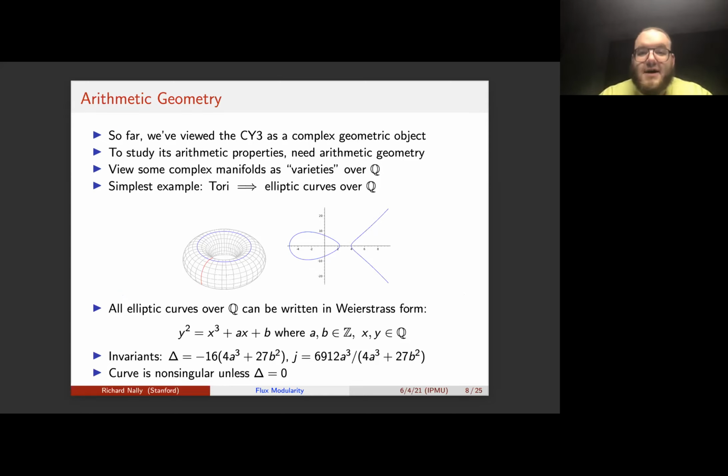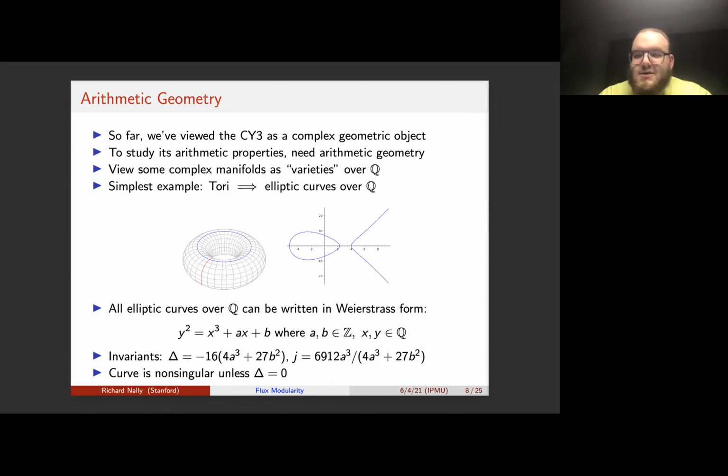So far in everything I've said, we're viewing the Calabi-Yau threefold as an object in complex geometry. We've talked about things like the holomorphic threeform. So we're firmly in the land of complex geometry. But if we're going to ask about its arithmetic properties, we need a new point of view on geometry. We need arithmetic geometry. And in arithmetic geometry, you view some complex manifolds as varieties over Q.